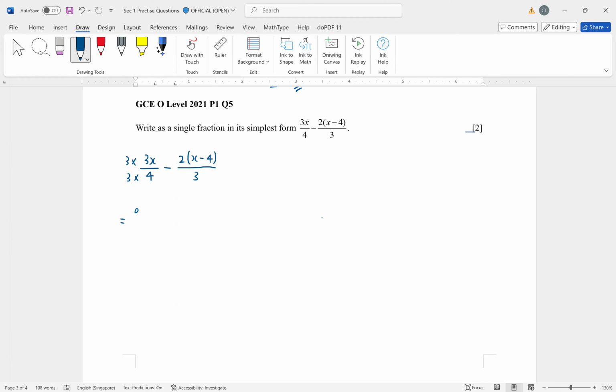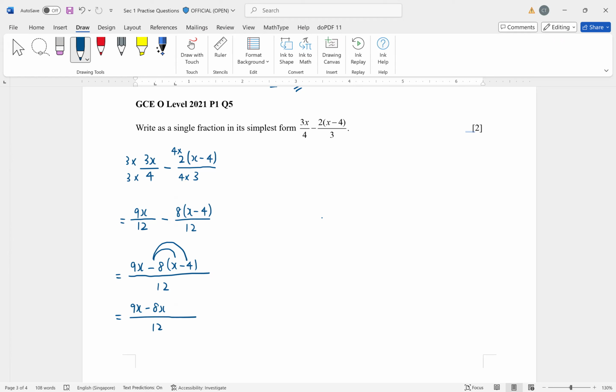3 times 3, you get 9x over 12. Then this one, we will multiply by 4, multiply by 4. Remember, only multiply to the number outside the bracket. So you get this. Then combine them as a single fraction first without opening the bracket. Don't make a mistake: negative 8 times x minus 4. Then 9x here. Now open the bracket: negative 8 times x is negative 8x, negative 8 times negative 4.